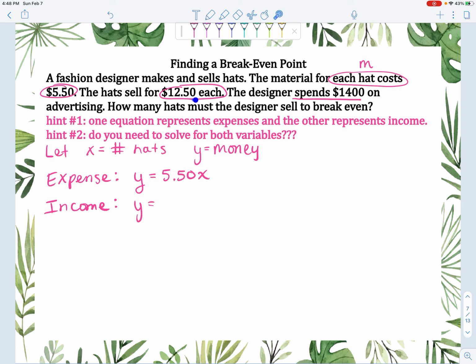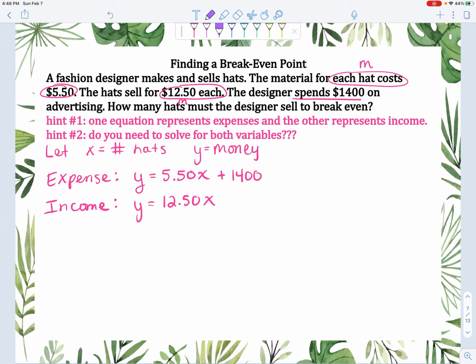Then we're told that each hat sells for $12.50. Again, this is income. This is what the designer would get for every hat that is sold. So this is also a rate. This is my slope, but it's my income slope. We're then told that the designer spends $1,400 on advertising. This is an expense. So this is a B value for my expense equation. We are not given any more information, so that means that our B value for our income is 0. So what this is essentially saying is that we don't already have an amount of income. We have 0 income, and then we get $12.50 per hat.